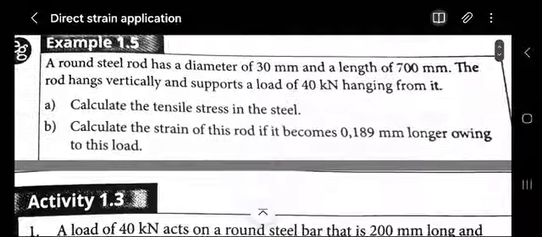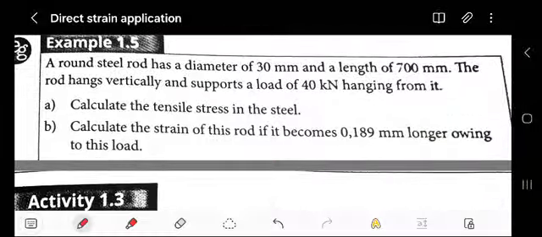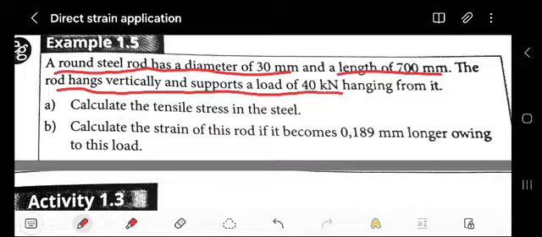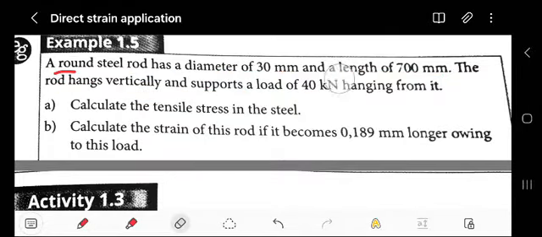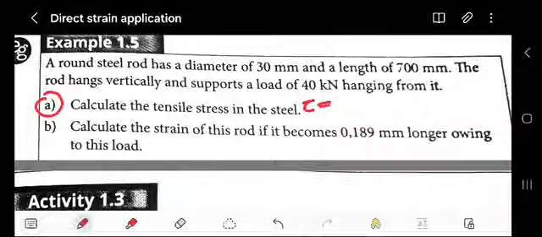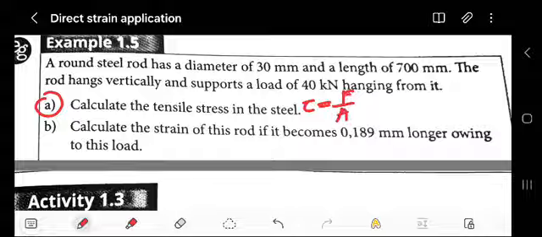So example 1.5. Again, a steel rod has a diameter of 30 millimeters and a given length. The rod is hanging vertically, supporting a load hanging from it. It's fine. A says calculate the tensile stress in the steel. We know that tensile stress is force over area. We agree with that.